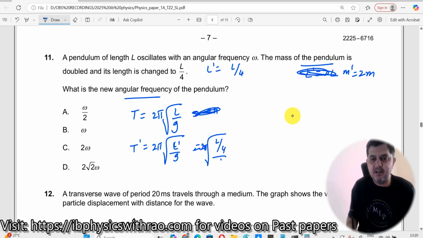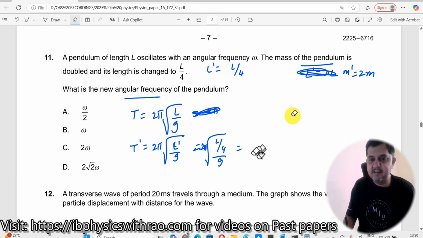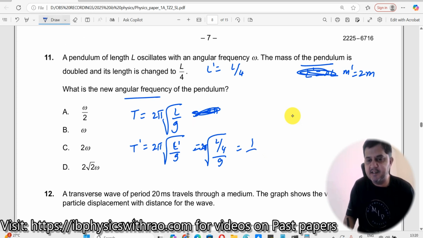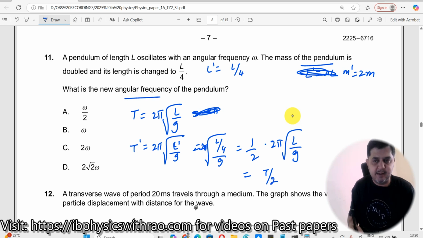So it should be 2 pi into square root of L by 4 divided by G, which should be 1 by 2 times 2 pi into square root of L by G. How do I get 1 by 2? The square root of 1 by 4 is 1 by 2. I took it outside, and I get this value, which is equal to T by 2.